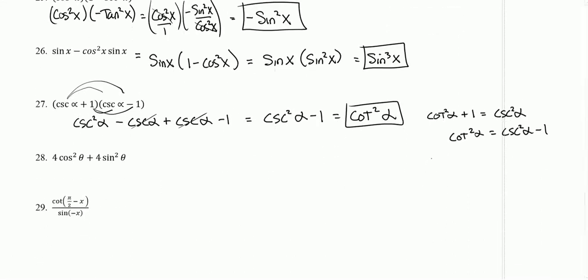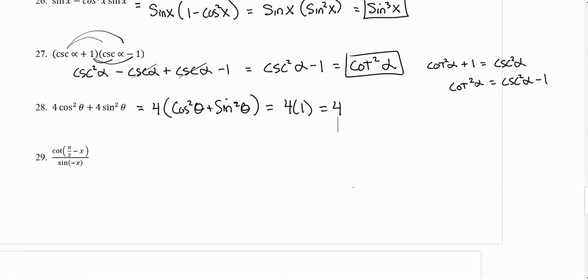Number 28, notice there's a 4 in each term, and we're going to have to factor that 4 out, and we're left with cosine squared theta plus sine squared theta, which from our trig identity is equal to 1. So this is 4 times 1, which is 4. 29.